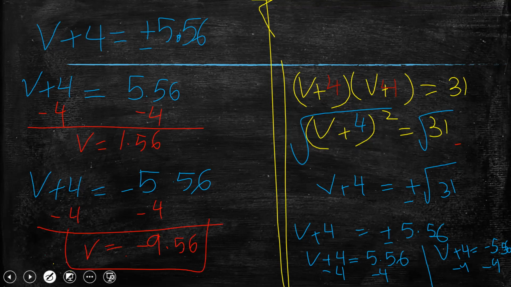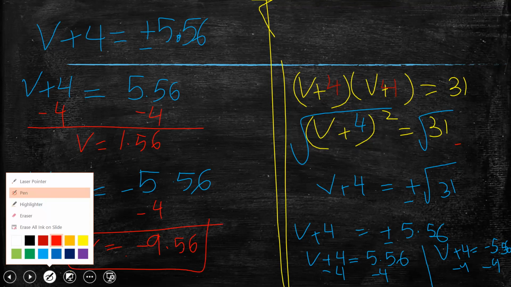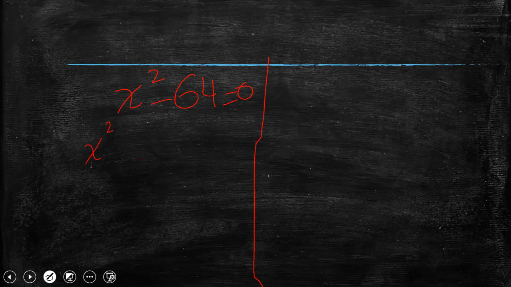Is it clear? Yes, miss. Okay. But the last thing I want to tell you about, if you have x squared minus 64 equals 0, this one we can solve in two ways. The first one is by the square root. We say x squared equals 64, under square root, so x is positive or negative 8.